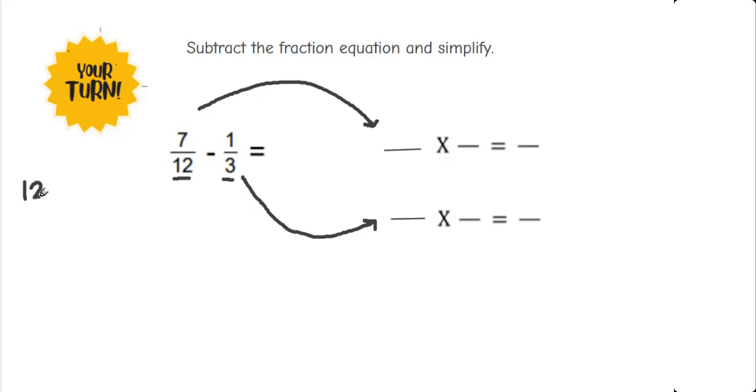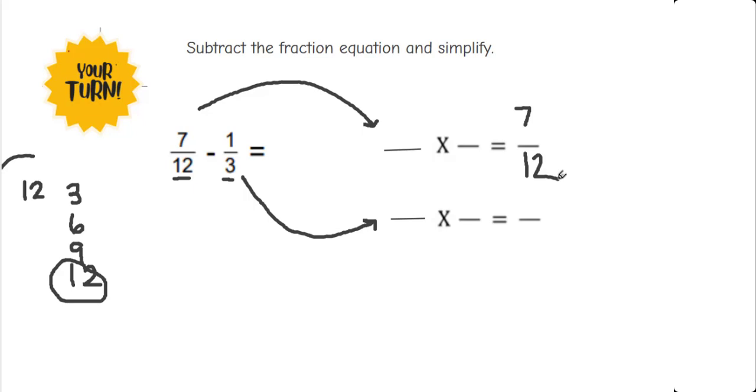Now, I'm only going to write a 12 there, only because my multiples of 3, 6, 9, 12, I knew that because I know my multiples, especially the low numbers, and 12 is the common multiple. So I don't have to change this one. This one will stay the same, 7/12.